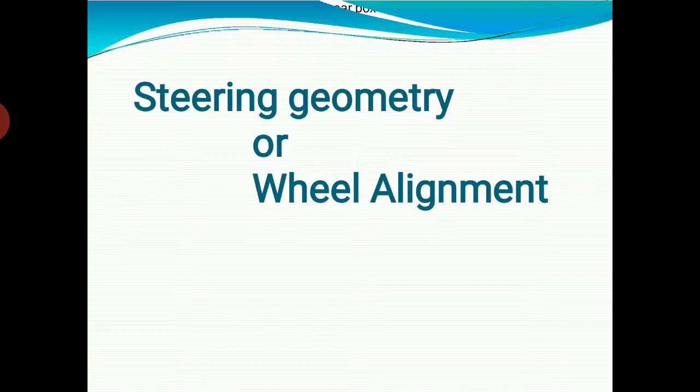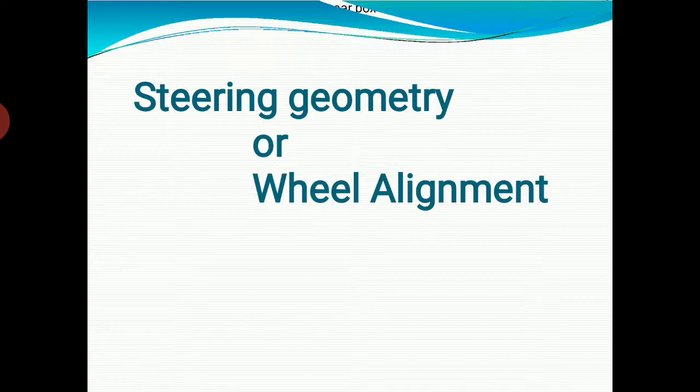So last class we discussed in detail about the steering geometry or wheel alignment. In steering geometry we discussed different geometry: what is caster angle, camber angle, toe in, toe out, what is kingpin inclination, etc., which is useful to drive the vehicle smoothly. So in today's class we will discuss what are the types of steering gears.